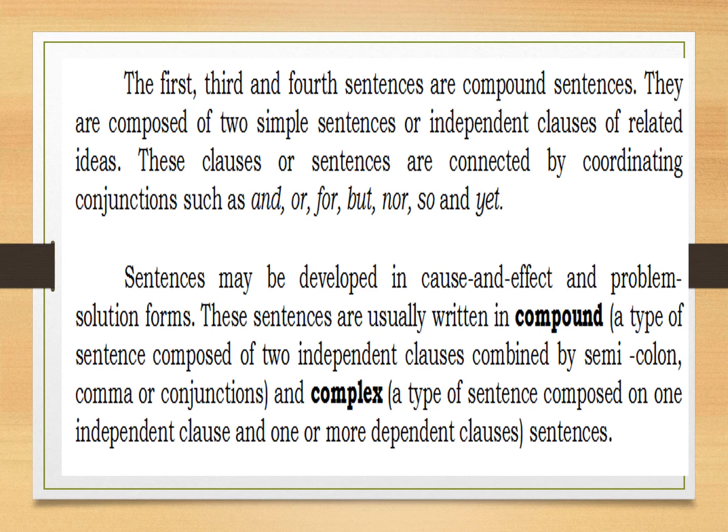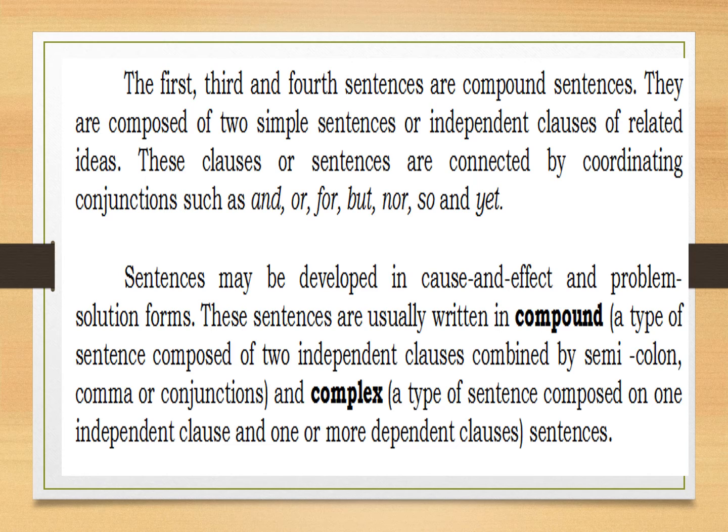The first, third, and fourth sentences are compound sentences. They are composed of two simple sentences or independent clauses of related ideas. These clauses or sentences are connected by coordinating conjunctions such as and, or, for, but, nor, so, and yet.